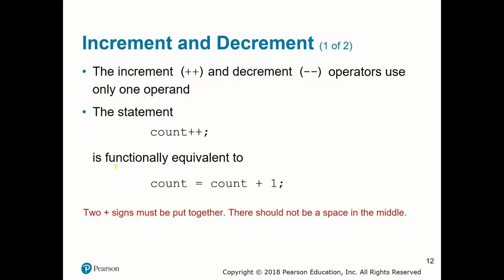Now let's talk about increment and decrement operators. They use only one operand. The statement count plus plus is the increment operator. It is functionally equivalent to this expression. So this means that update count by 1, so increase count by 1. When writing plus plus, two plus signs must be put together. This means that there should not be a space in the middle.